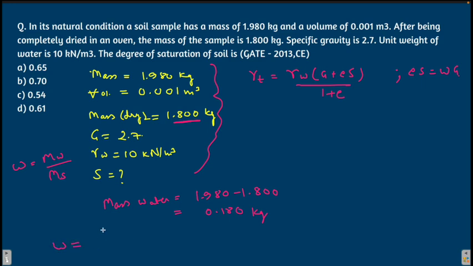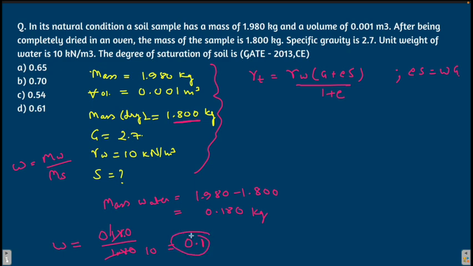Water content is mass of water by mass of solids. So mass of water is 0.180 by mass of solids 1.80. Two places here, two places over here, then it will be 18 here, 180, so it will be 10 times smaller, and the water content will be 0.1.